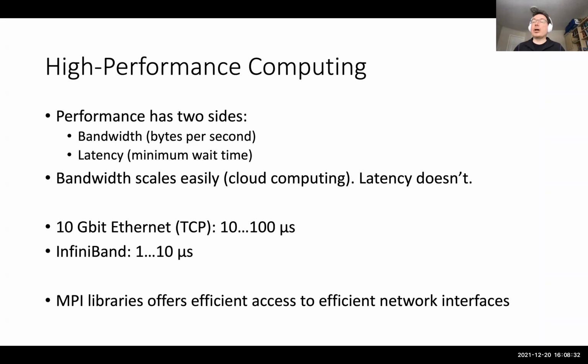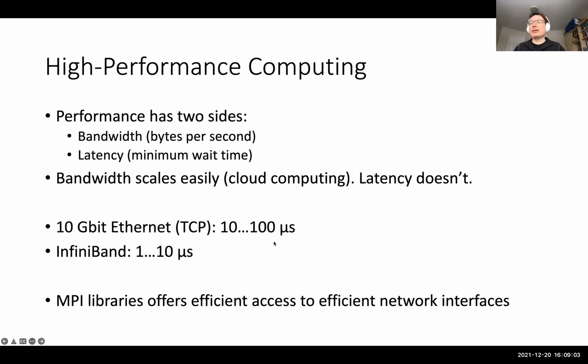So if your problem is dominated by latency, then scaling doesn't really help. Then you need to do something else. And here's an example. If you have a modern Ethernet, 10 gigabit Ethernet, using TCP via Unix sockets and so on, then the latency, the ping time, is between 10 and 100 microseconds. A usual ping time that you see on Unix is, say, a millisecond or a tenth of a millisecond, and 0.1 millisecond is 100 microseconds here.